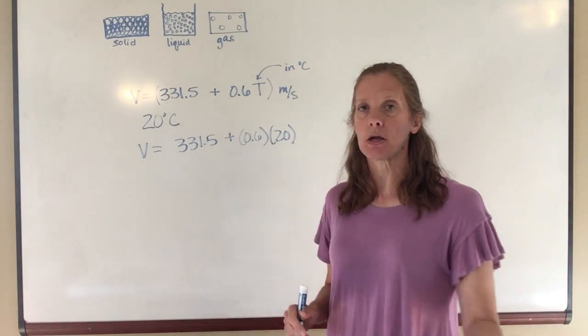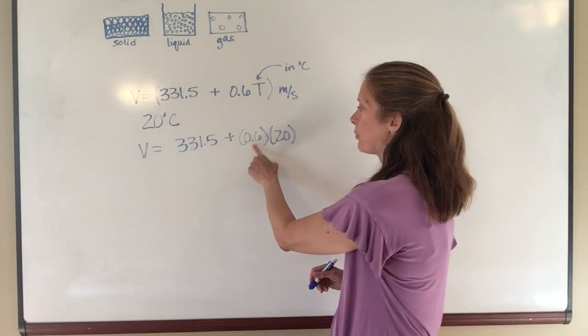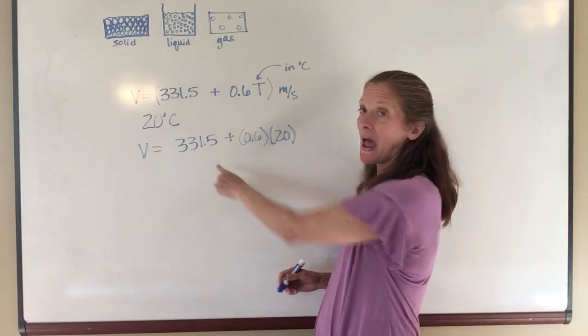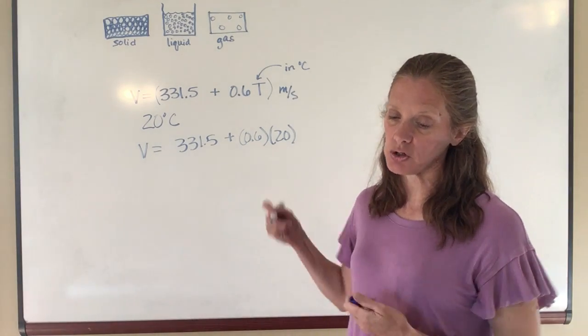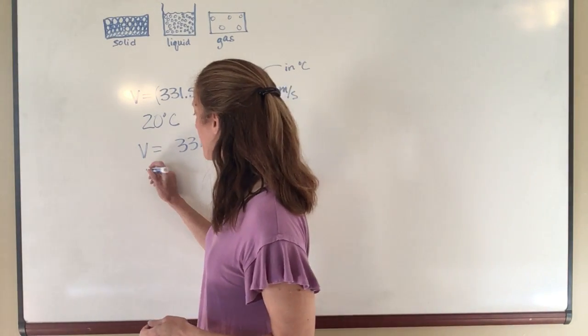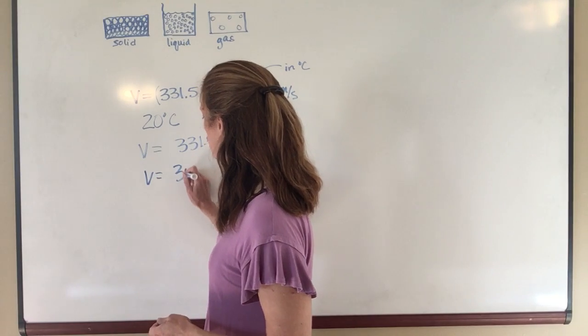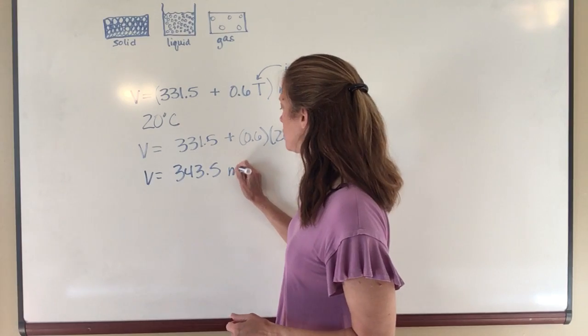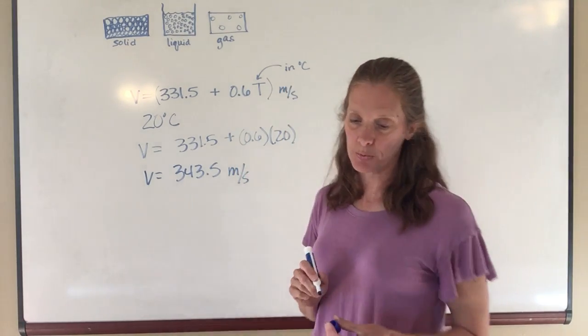So if you've got your calculator, you might want to grab it real quick. Type in 0.6 times 20, and then add 331.5. And so you should get an answer of 343.5. And when you use this equation, the units are going to be in meters per second.